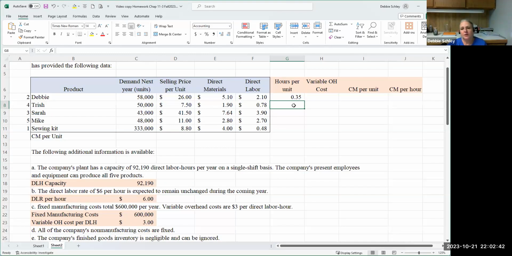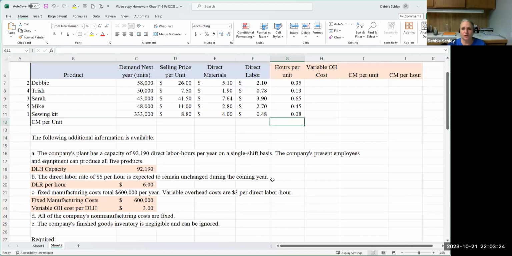And I know decimals are weird when we're talking about minutes, but just trust me, it's going to be easier. And so I'm going to anchor this cell so that I can drag this formula down, and it will figure out exactly how many hours per unit of each product, right? So it's 0.48 divided by 6, 2.7 divided by 6, 3.9 divided by 6, and 0.78 divided by 6. That's what all of these are. Okay, so those are my answers to number 1.